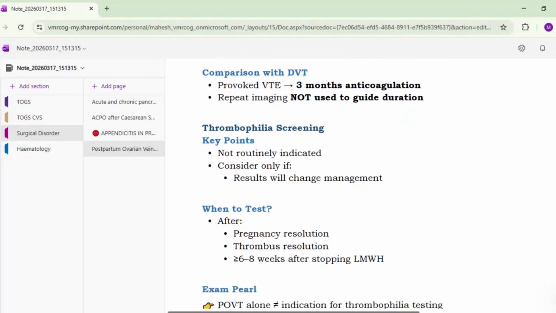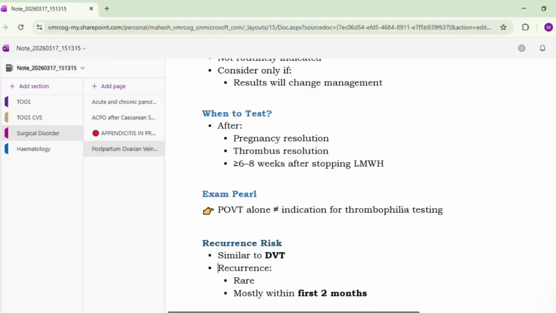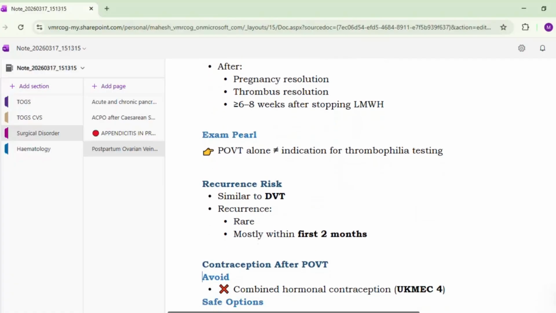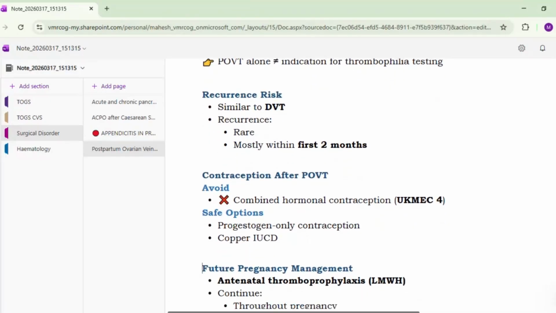Thrombophilia screening is not routinely required. Once you diagnose POVT, it does not mean we have to investigate the patient for thrombophilia. Consider only if results will change the management. So when to test? After pregnancy resolution, after the thrombus resolution, and 6 to 8 weeks after stopping the LMWH. So POVT alone is not an indication for thrombophilia testing. Recurrence risk is similar to DVT. Recurrence is rare, mostly within the first 2 months.